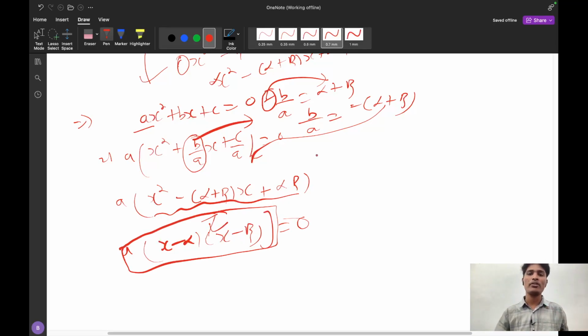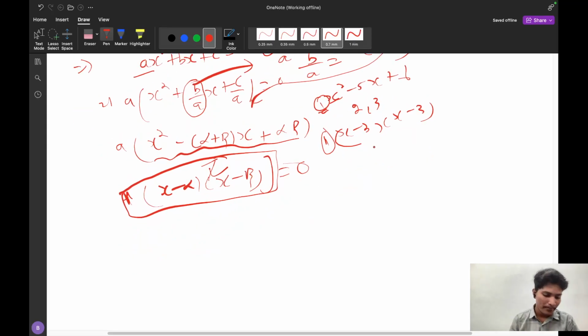Suppose this is an equation, x square minus 5x plus 6. The leading coefficient is 1 here, so that is the reason the multiplier is 1. That is, the value of a is 1 and the roots are 2 and 3. So I simply wrote x minus 2 into x minus 3. I took the value of a as 1 because the leading coefficient is 1. So like this you have to find.